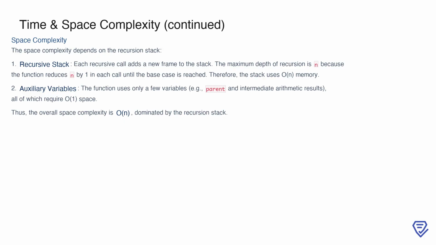Additionally, the function only uses a small number of auxiliary variables, like parent and some intermediate arithmetic results. These variables require constant space, or O(1). Therefore, the overall space complexity is dominated by the recursion stack and is O(n).